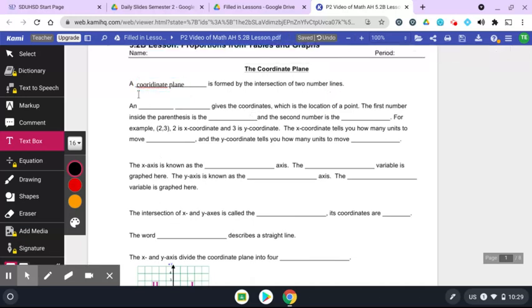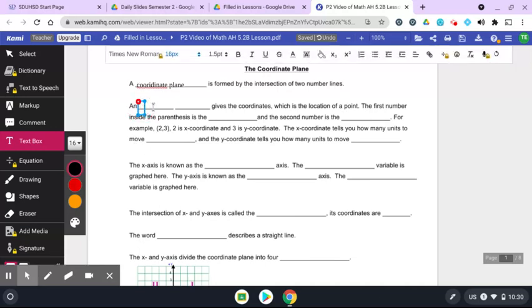Okay. A blank gives the coordinates, which is the location of a point. So the fancy way that we label a point is called ordered pairs, and it's ordered alphabetically. Ordered pair. Coordinate plane and ordered pair give the location of a point. The first number inside the parentheses is the x-coordinate.